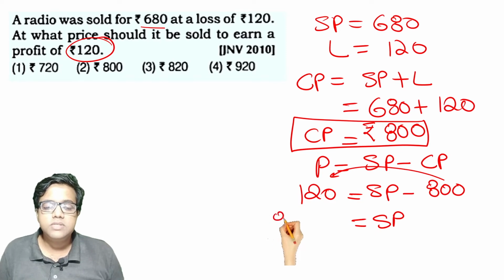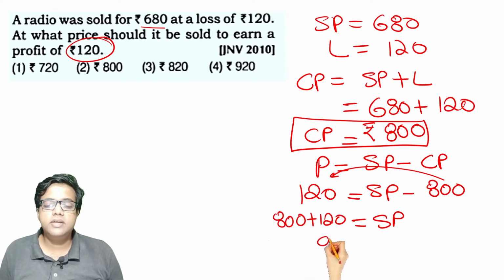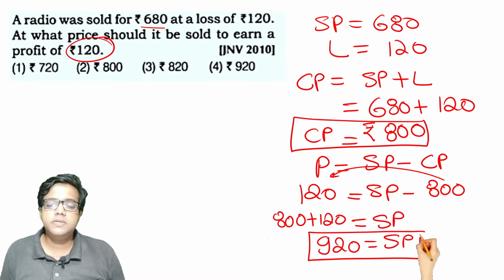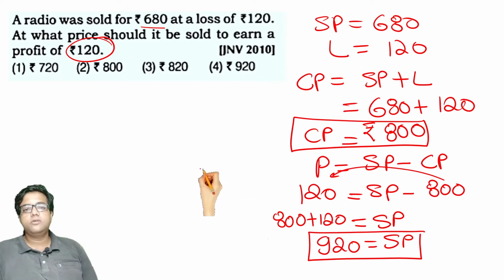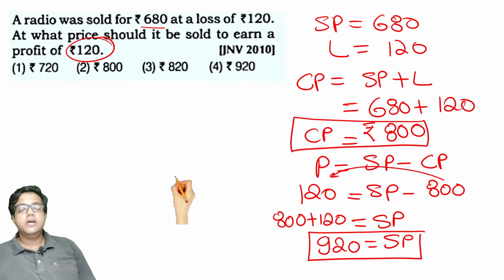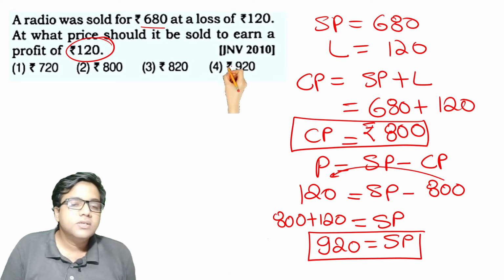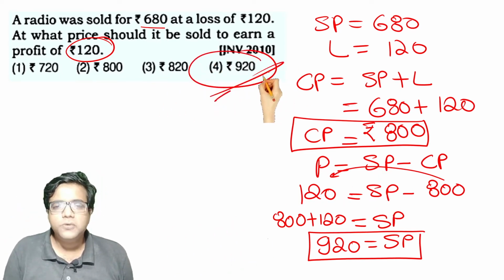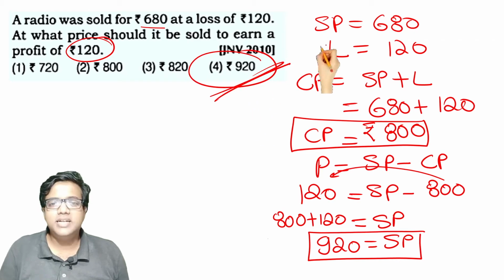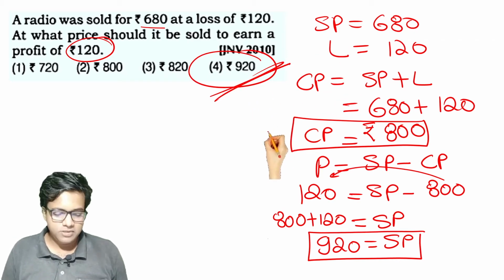So this becomes 800 rupees plus 120 rupees. Therefore, you will get 920 rupees as the selling price. The radio must be sold at a price of 920 rupees in order to earn a profit of 120 rupees. All right, so we have it in option number 4. Therefore, option 4, 920 rupees, is the right answer for this question.